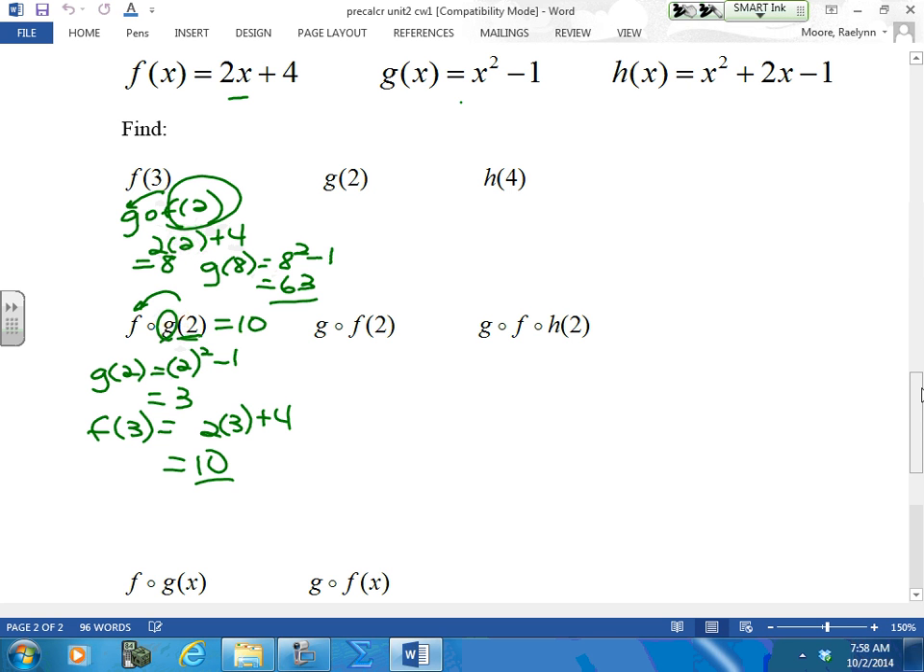Let's do this one. Oh, that's what we just did, right? We just saw that that's not commutative. How about this last one? What am I going to start with? H. I'm going to plug in the H of 2.